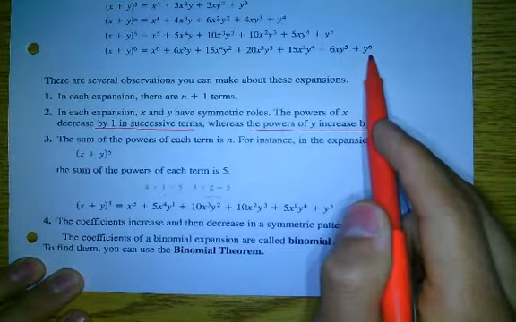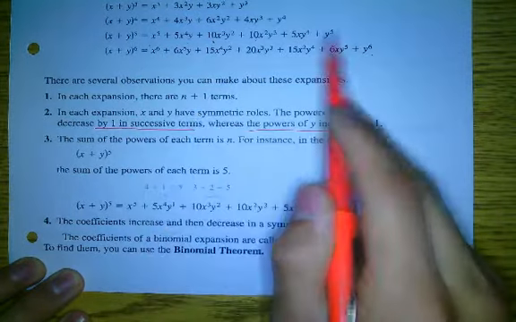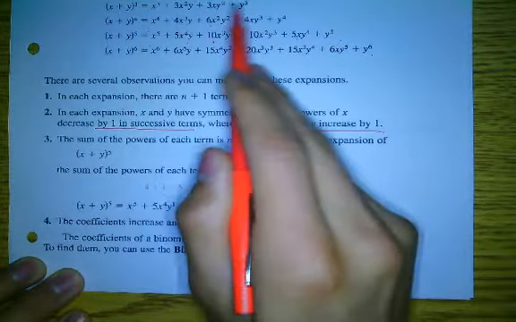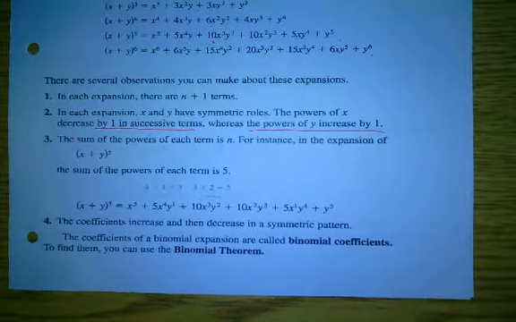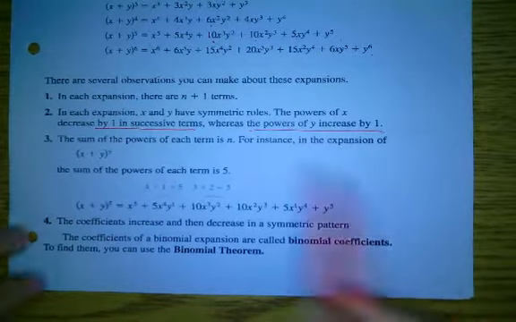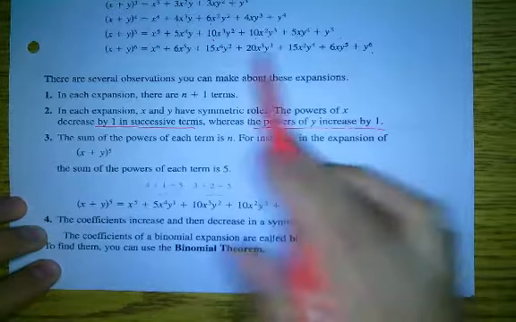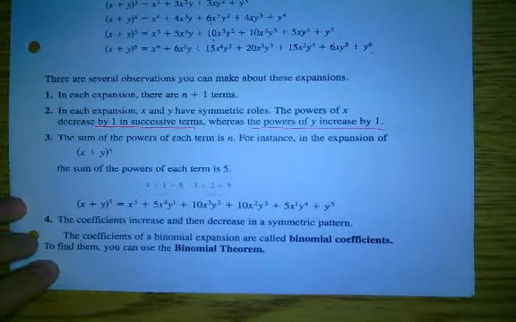So they're symmetric. 1, 5, 10, 10, 5, 1. 1, 4, 6, 4, 1. 1, 3, 3, 1. That pattern is always going to be there. So if you can recognize that pattern, you can save yourself a little bit of time while you're solving this. So for example, if you know that you're going to have 7 terms, and you find the first 4, then you can just know automatically what the last 3 are without having to really find them. Okay? All right.